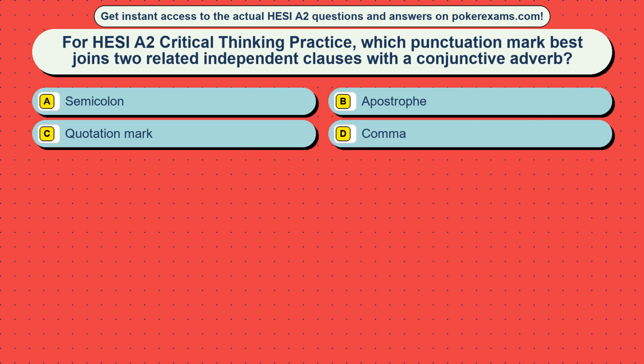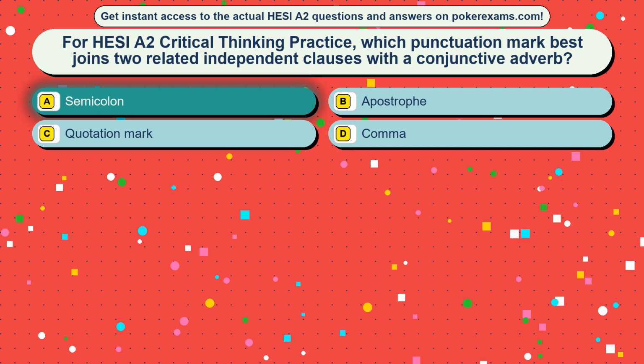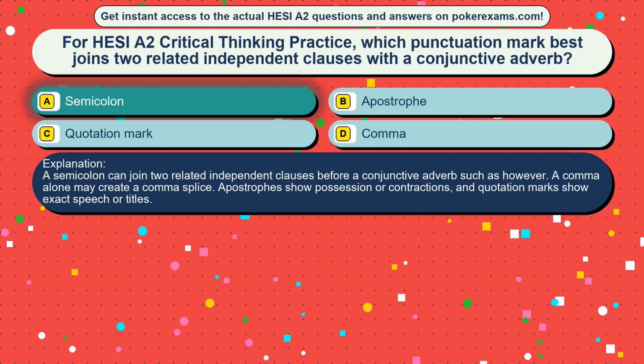Question 2. For HESI A2 critical thinking practice, which punctuation mark best joins two related independent clauses with a conjunctive adverb? Option A. Semicolon. Option B. The apostrophe. Option C. Quotation mark. Option D. Comma. The correct answer is option A. Semicolon. A semicolon can join two related independent clauses before a conjunctive adverb such as however. A comma alone may create a comma splice. Apostrophes show possession or contractions, and quotation marks show exact speech or titles.